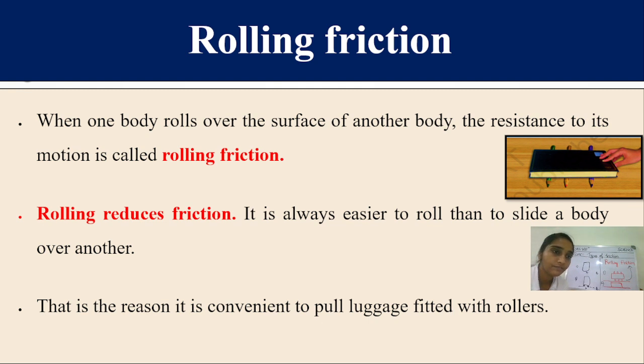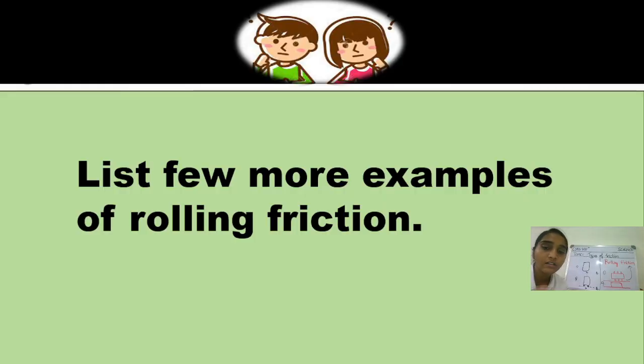Yes, are we done? Okay, very good students. Now if I ask you to list a few more examples of rolling friction, what examples will you give? Yes, very good. You must be saying that almost all vehicles have wheels under them on which they are moving. So there also rolling friction is involved, because the wheel makes the motion easier by reducing the friction, right?